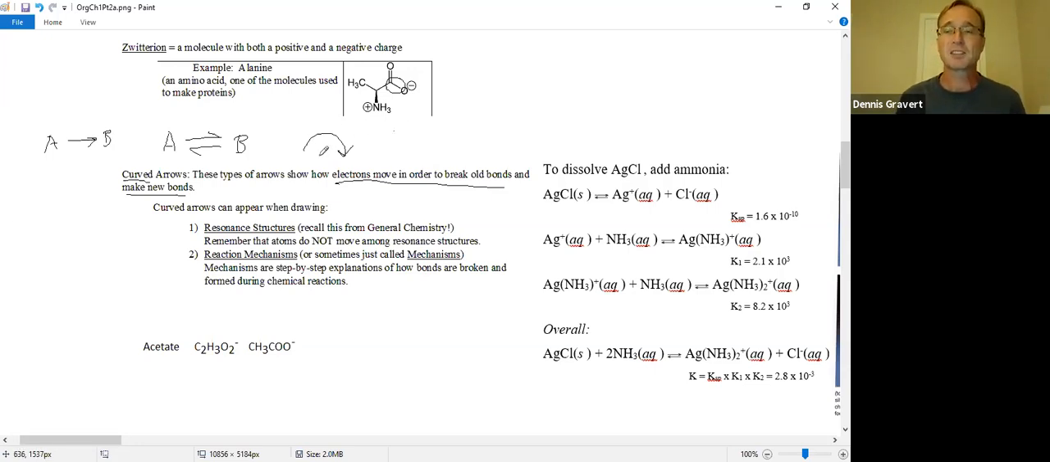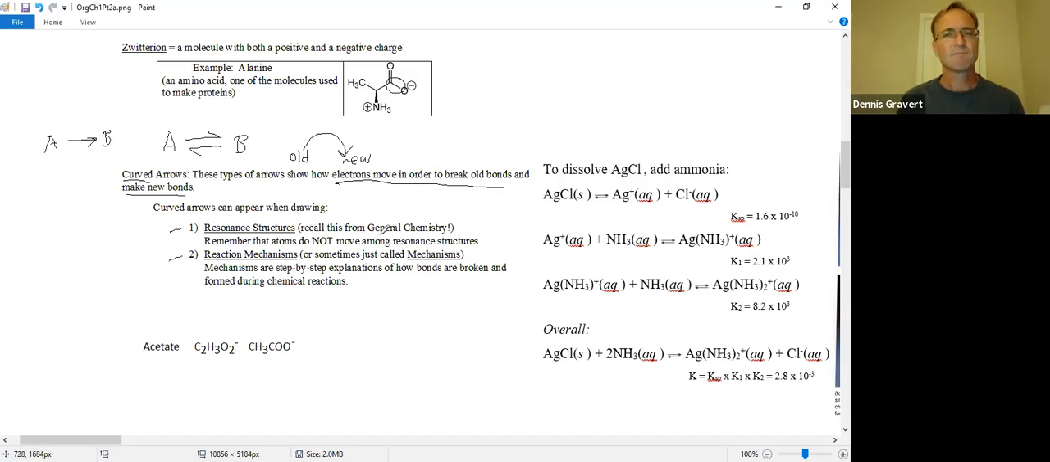The curved arrow is going to show the flow. We're going to start with an old bond being broken, and we're going to move those electrons from that bond and make a new bond with them. That's what the arrows are showing. So it's really important to emphasize that curved arrows show the motion of electrons. When are we going to use curved arrows? Well, there are two general cases. One is in resonance structures. Another is in reaction mechanisms, sometimes just called mechanisms.